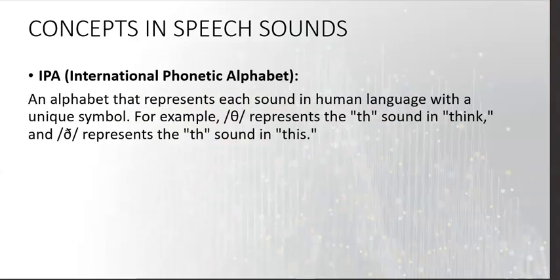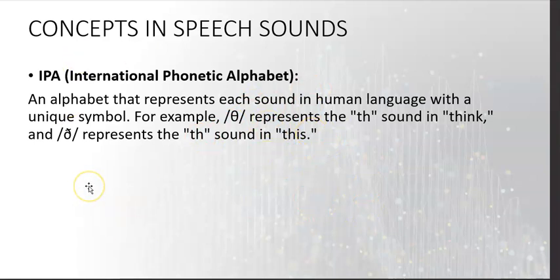Then we have the IPA, International Phonetic Alphabet, an alphabet that represents each sound in human language with a unique symbol. For example, this symbol here represents the sound for think. This sound is represented by this sign here. Think, the sound th is represented by this sound, okay? And then this sign here represents the th, but we say it as this.